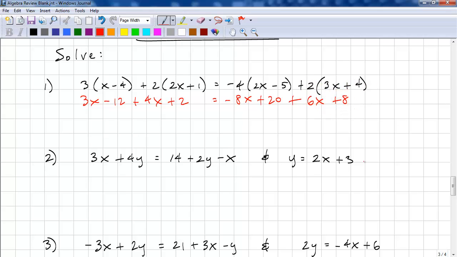And we'd like to collect like terms. We have 7x. And we have minus 12 and positive 2, so that's negative 10. Negative 8 plus 6x, that's negative 2x. 20 plus 8 is 28.